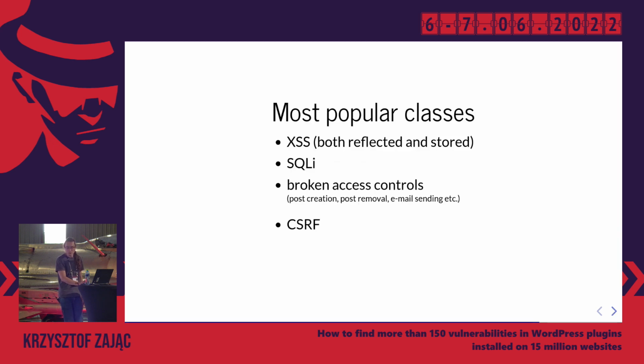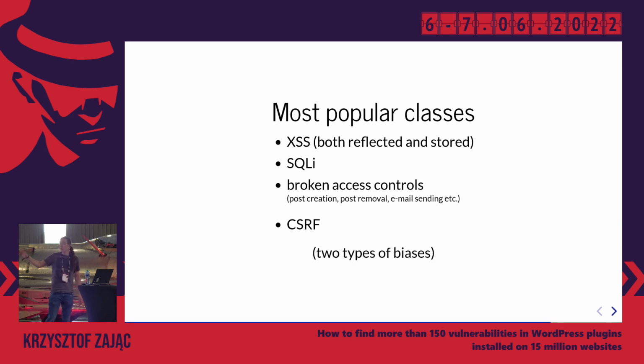And what was the distribution of vulnerabilities? Most popular were cross-site scripting, both reflected and stored, SQL injections, and of course various types of broken access controls: an unauthenticated endpoint to send arbitrary email, or an authenticated endpoint available to all logged-in users, for example blog subscribers, which allows you to remove an arbitrary post or create a post or whatever you want. So broken access controls and cross-site request forgeries.